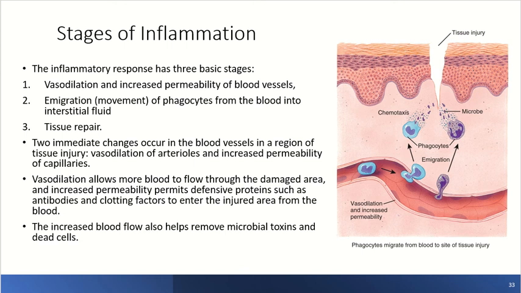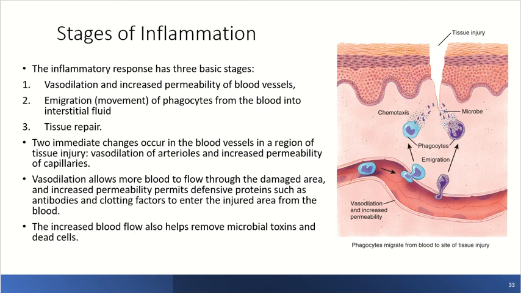So two immediate changes are going to occur to blood vessels in a region of tissue injury. All right, we're going to have vasodilation of arterioles, so an increase in blood vessel diameter. We're also going to have increased permeability of the capillaries. This is preparing those capillaries so that emigration can occur for those phagocytic cells.